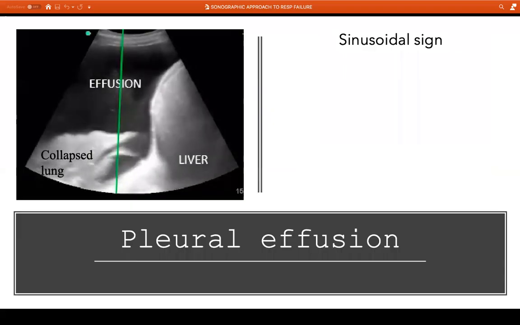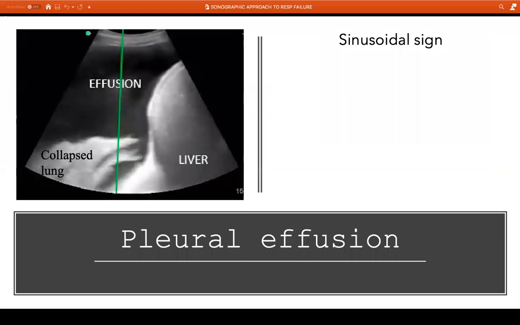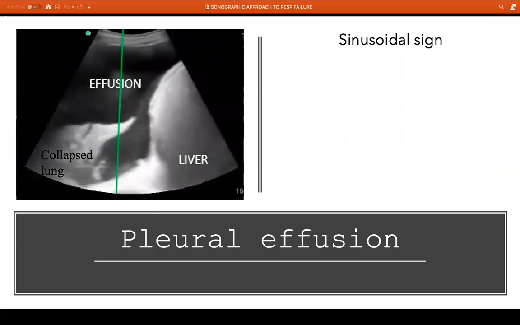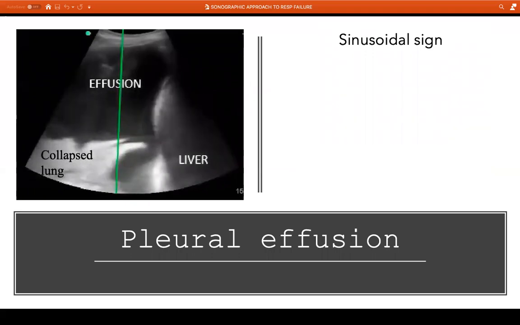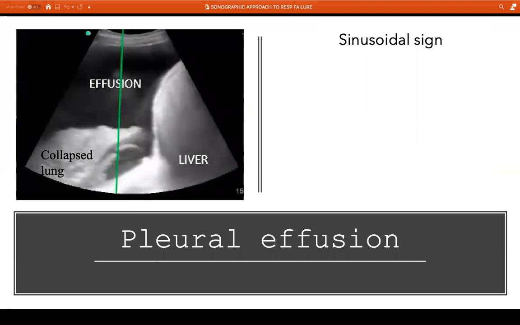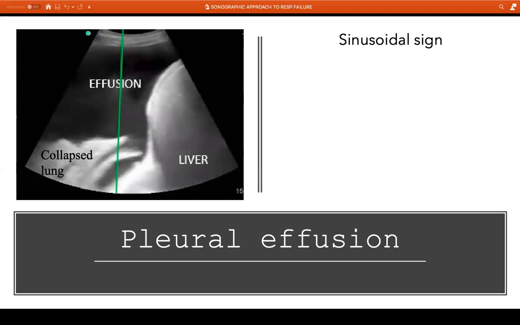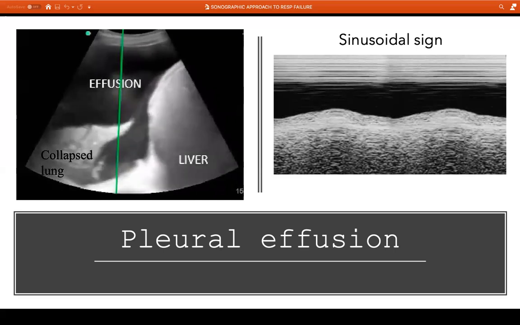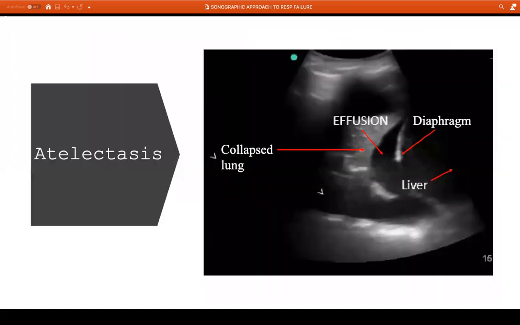Ultrasound can also be used to see severe pleural effusion as a cause of hypoxic respiratory failure. Put the probe at the base of the lung, maybe at zone 4 and zone 6, and you can clearly see the effusion as a hypoechoic structure because ultrasound passes very well through fluids, and you can see the collapsed lung floating inside it. If I put an M mode, you will see a picture like that, which is called the sinusoidal sign. That means the lung is coming and going from the probe.